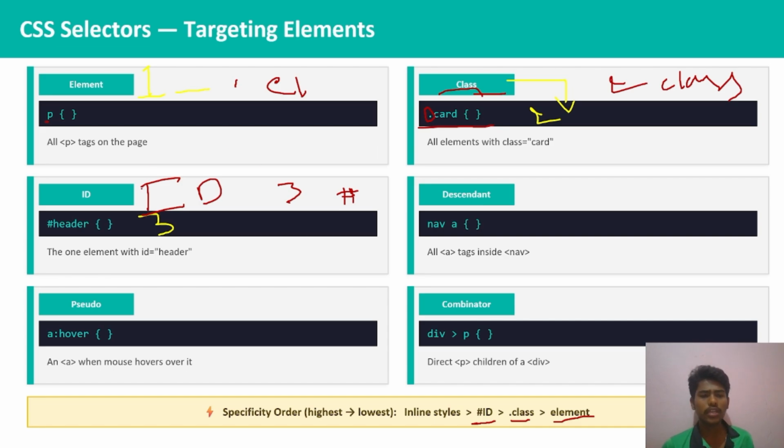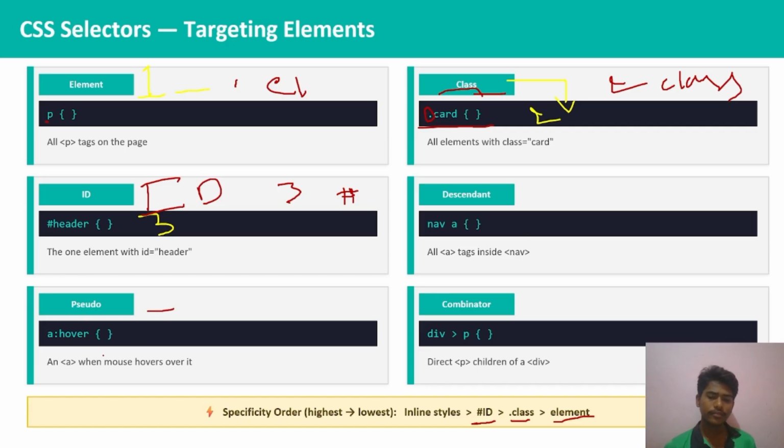The most commonly used are these three, and you just need to remember these three. What is the fourth one? Descendant. Next, nav a. What does it mean? All a tags inside the nav.